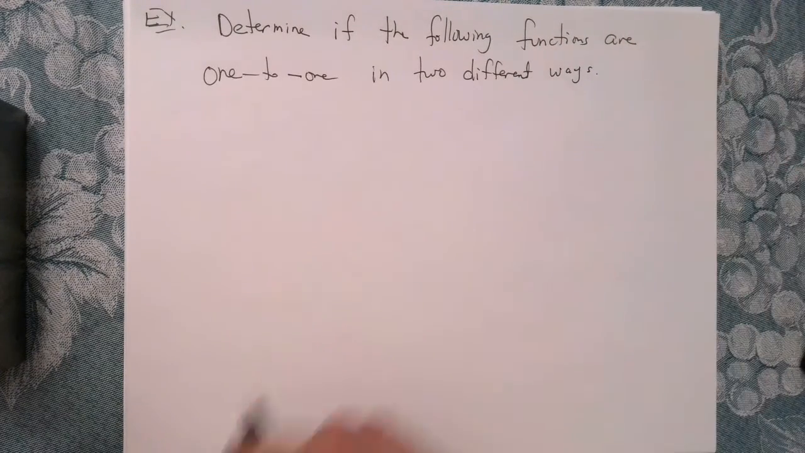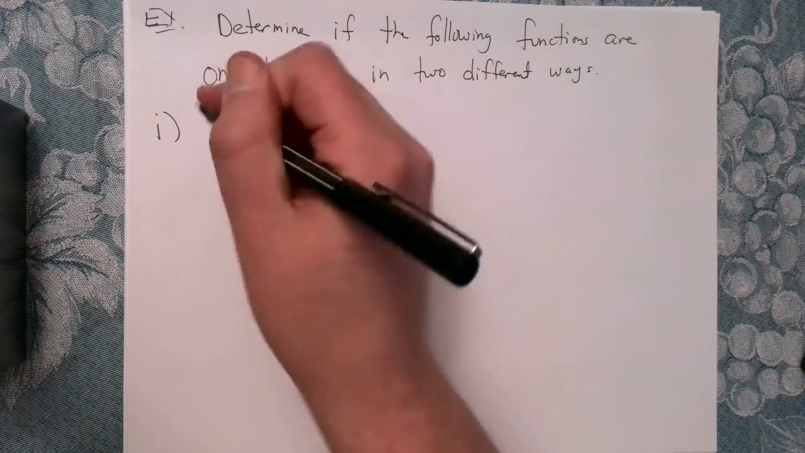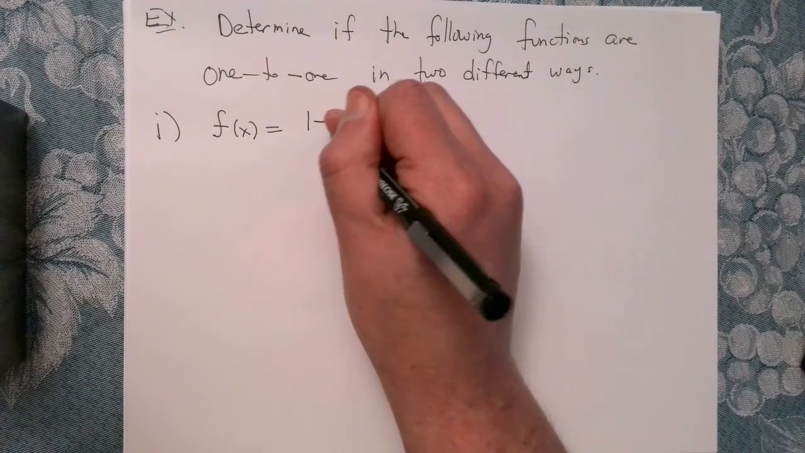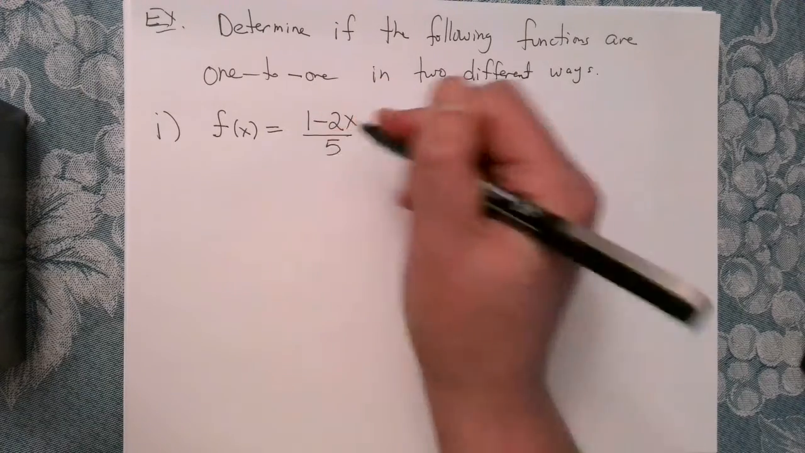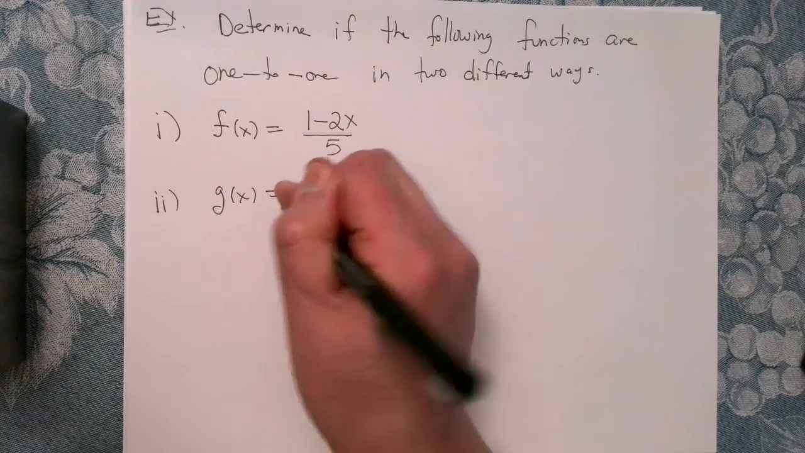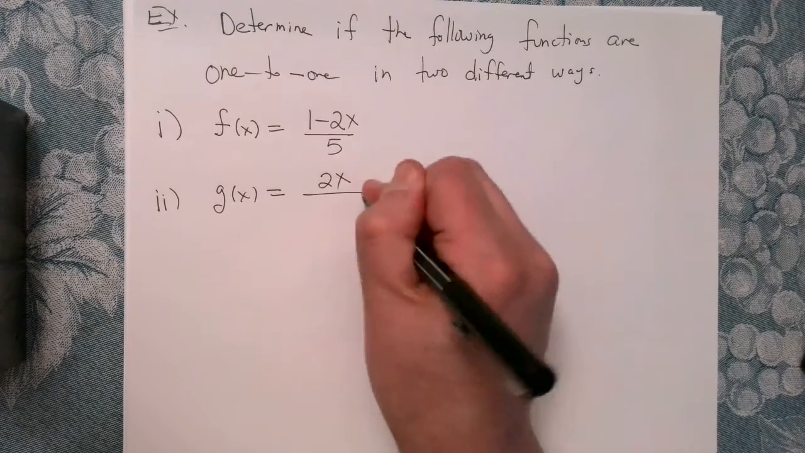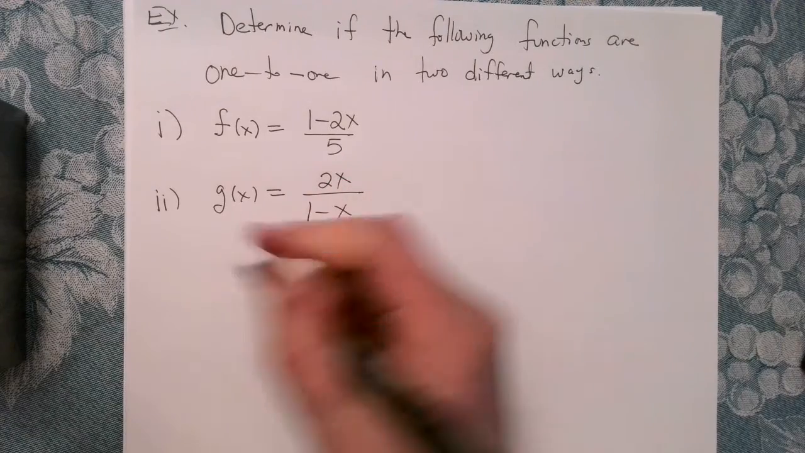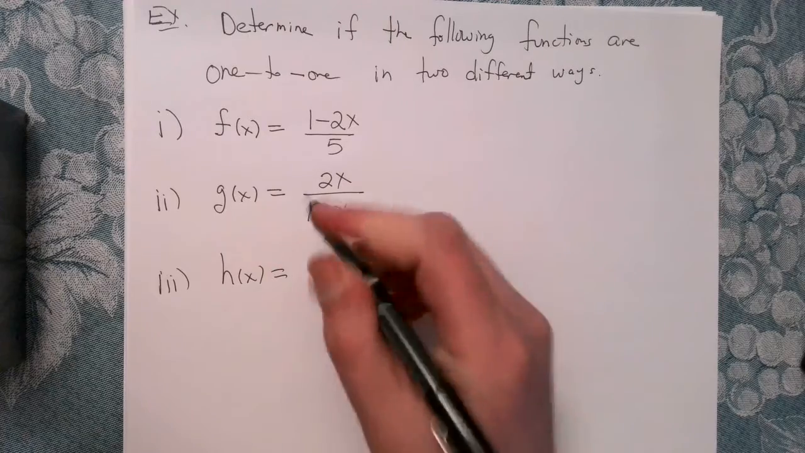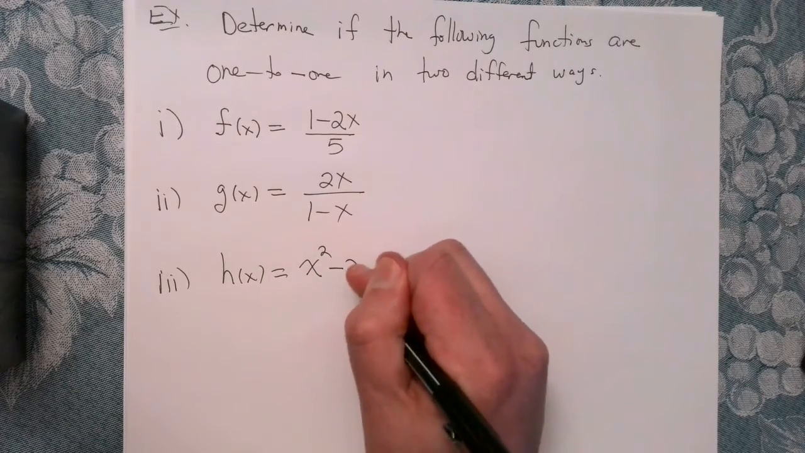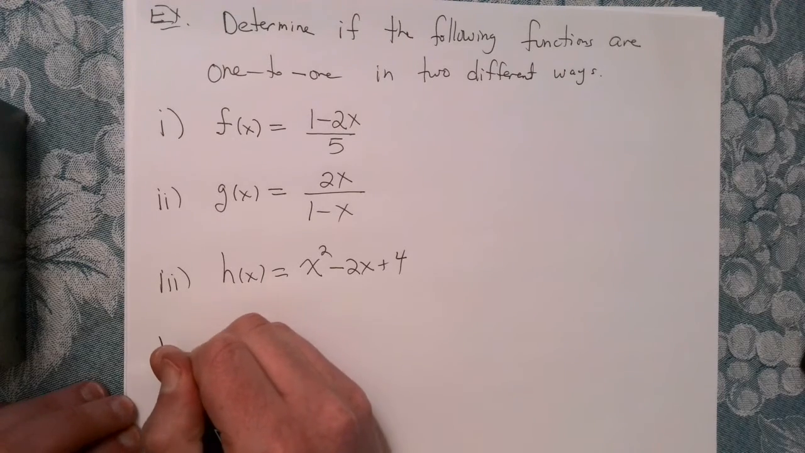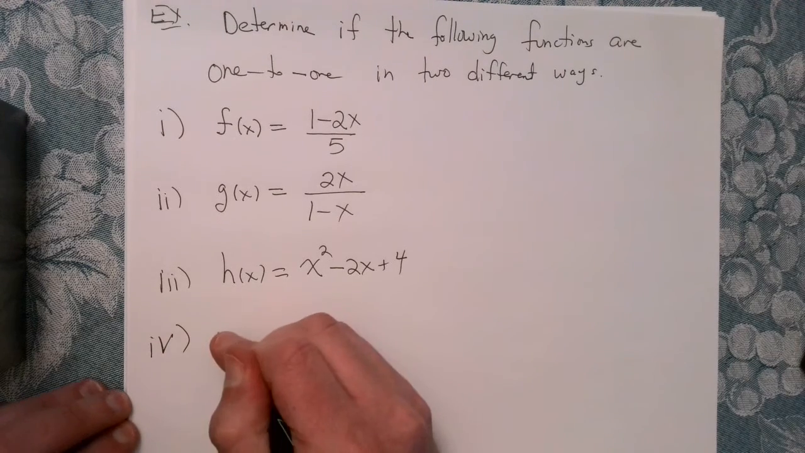Okay, so let's say we have the following. Our first function f of x is (1 minus 2x) over 5. Our second function g of x is equal to 2x over (1 minus x). Our third function h of x is x squared minus 2x plus 4. And our last function is given as a set, and that's perfectly fine.